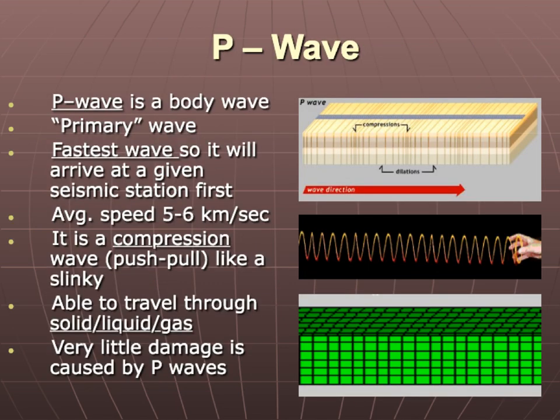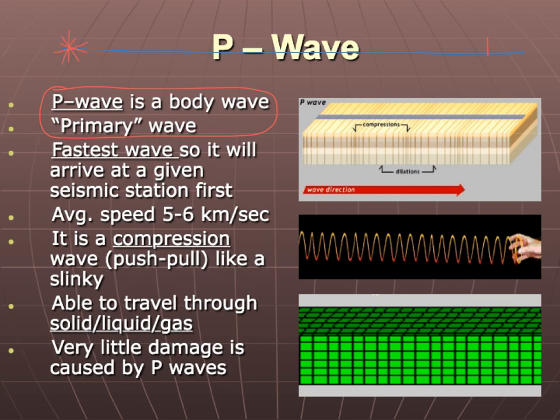Okay, so let's talk about the P wave. P wave is the primary wave. The reason it's called the P wave, the primary wave, is because it is the fastest. It travels the fastest out of any seismic wave on Earth. So at any particular seismic station that records an earthquake, it always arrives first. It's the primary. For instance, let me put a little illustration here.